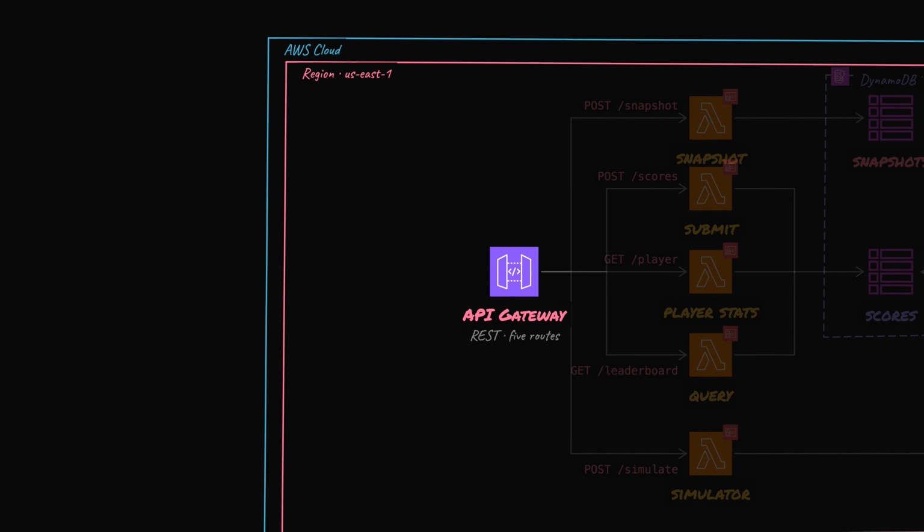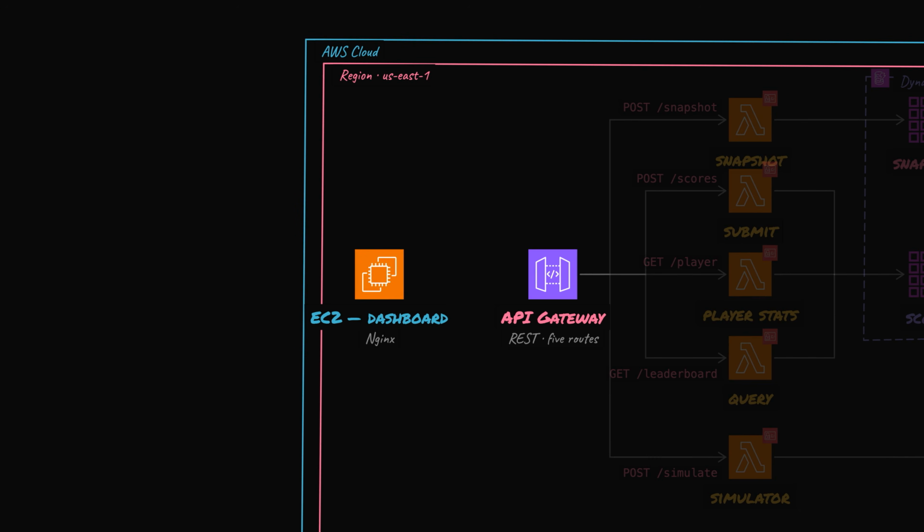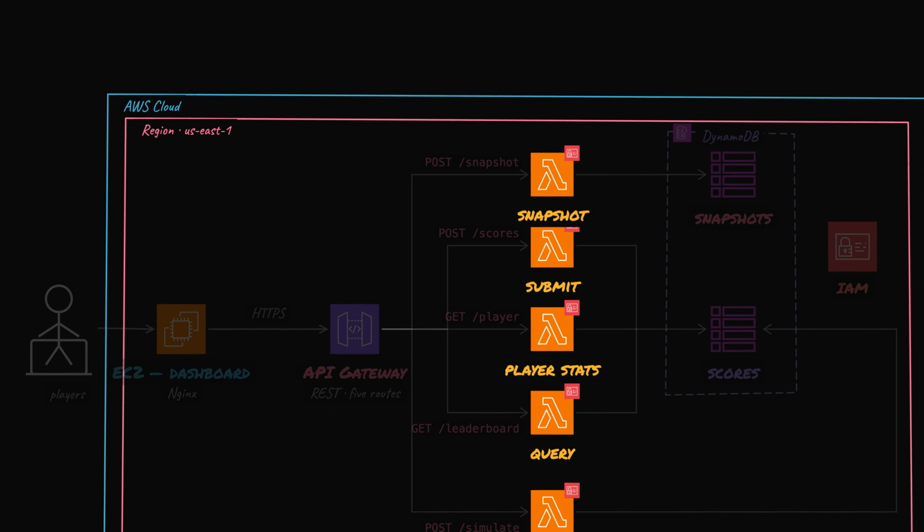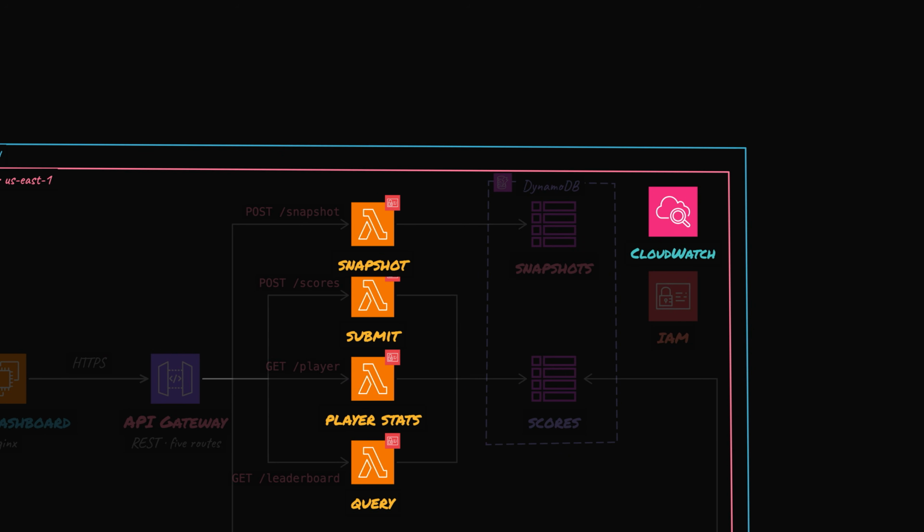Last piece, something for humans. One small EC2 instance running Ubuntu, with 2 doors open. Web traffic for visitors, SSH for us. On it, Nginx, a web server built to hand out static files fast, serving a one-page dashboard. A tiny config file tells that page the backend's URL. No framework, no build step, one HTML file and Nginx, and quietly watching all of it, CloudWatch. Every one of the 5 functions streams its logs there. That's the second half of the role we created. When a score doesn't show up, that's the first place we look.